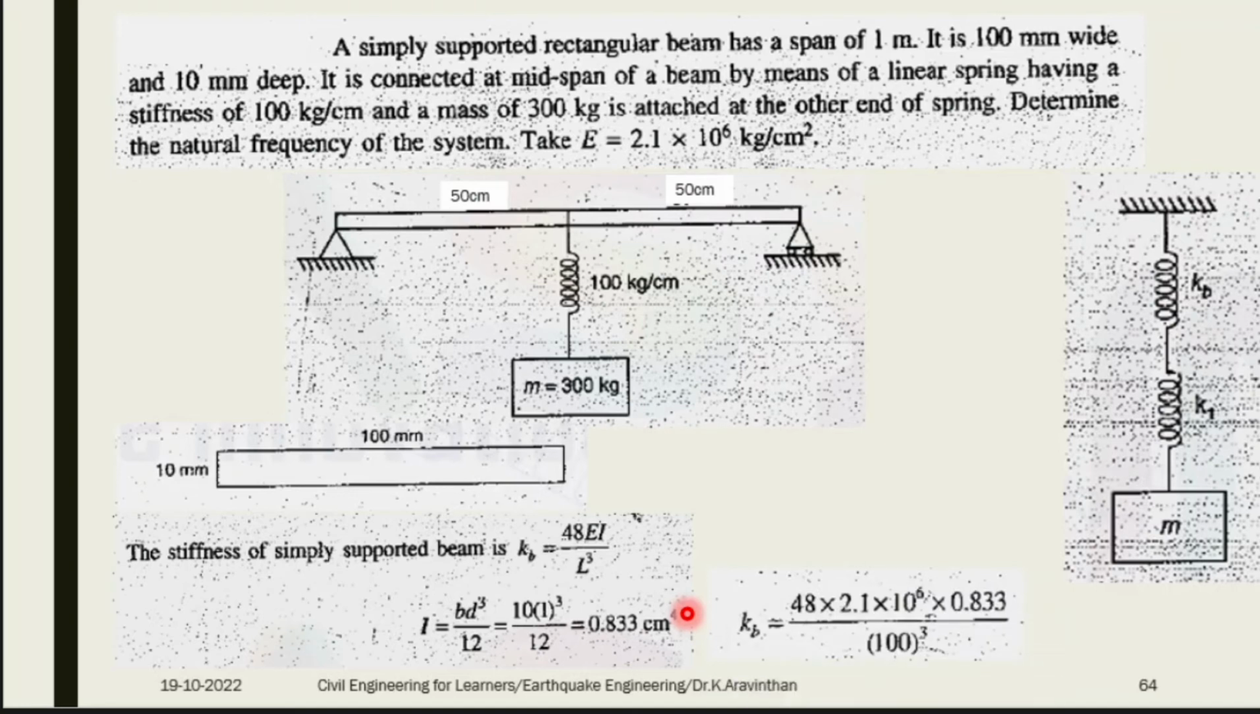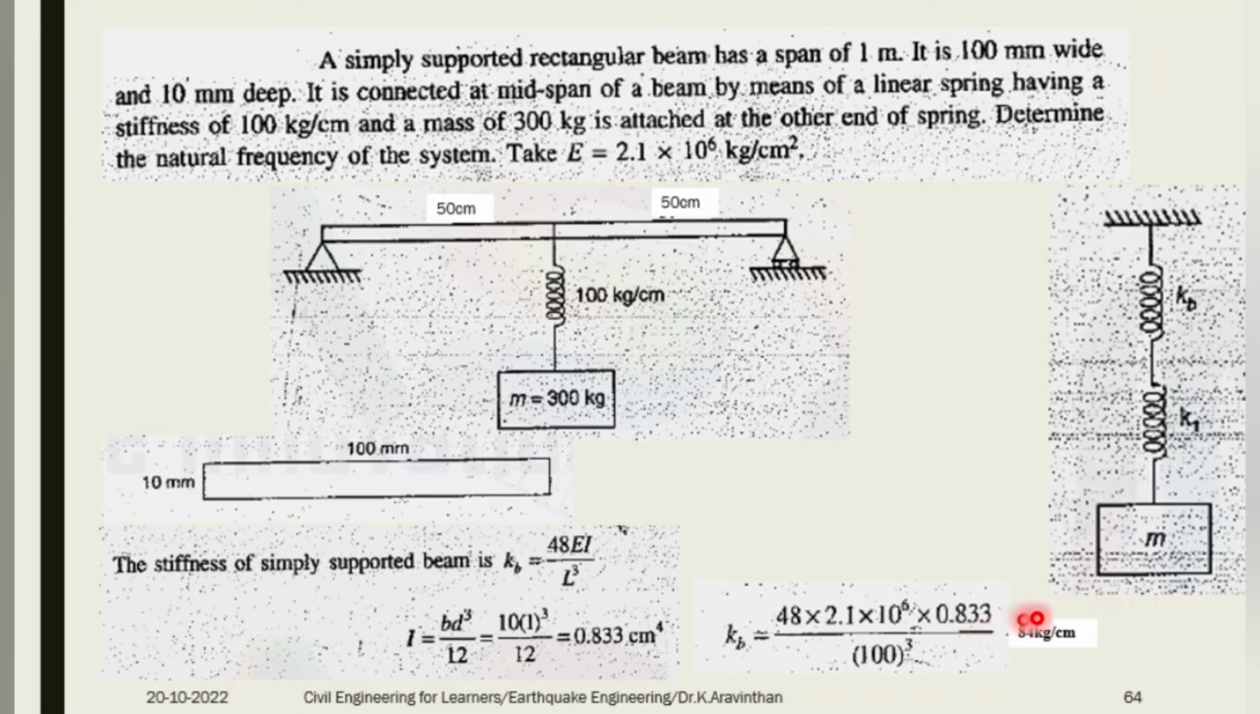Now, how to find KB? 48 EI, they have taken it as 2.1 into 10 power 6, and I is taken as 0.833, divided by 100. This is L cube. So the length is 50 plus 50 equal to 100 centimeter. So you will get KB in terms of kg per centimeter. KB will be 84 kg per centimeter.